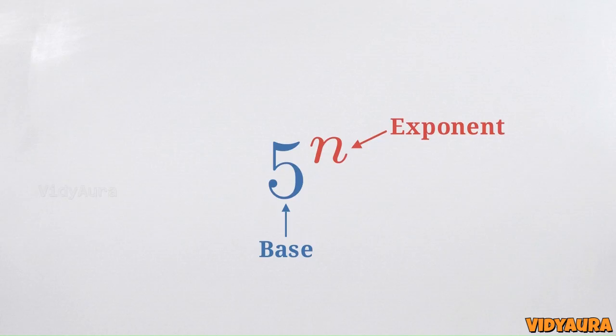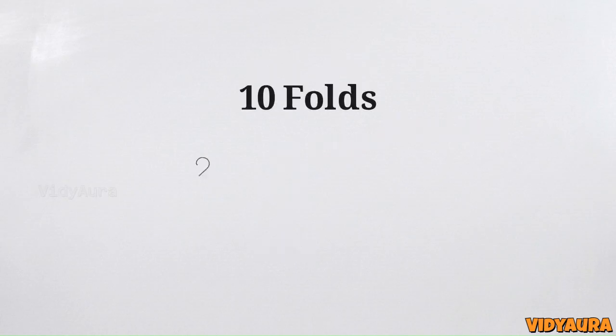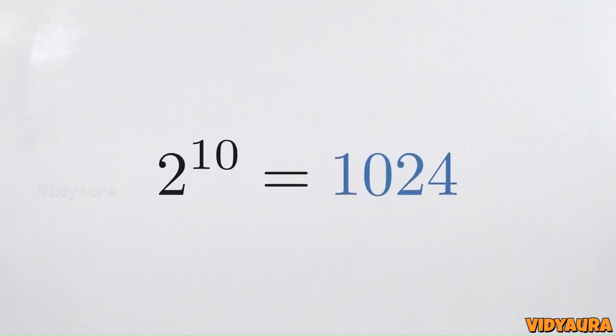Let's apply this to our paper folding. If we fold the paper 10 times, we are doubling its thickness 10 times in a row. Instead of writing out 10 twos, this is written simply as 2 to the power of 10. And as we saw with the massive stack of paper, that scales up fast. 2 to the 10th power equals 1024.